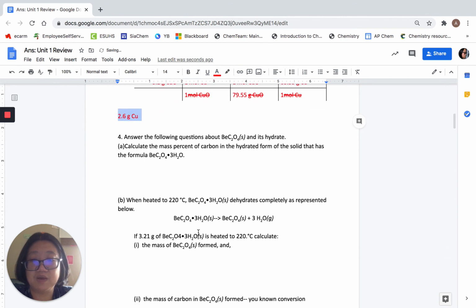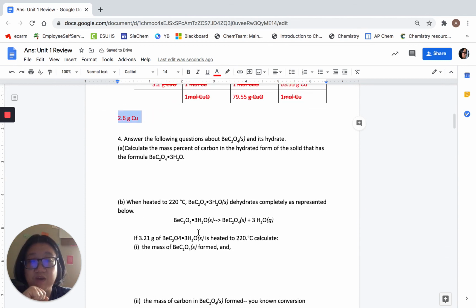Okay, next one. Calculate the mass percent of carbon in a hydrate of the solid that has this. Again, we just want to find the percent of carbon, so we are finding the molar mass of the whole thing, basically. So we're going to say mass of carbon divided by mass of this whole thing, and of course times 100 as always. All right, so let's go ahead and do that.